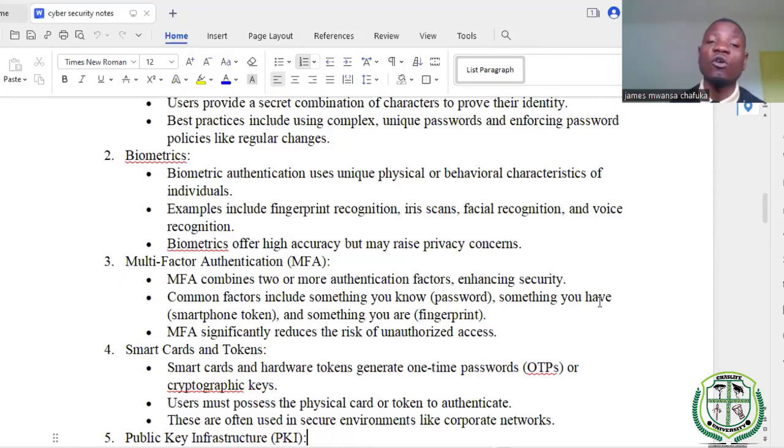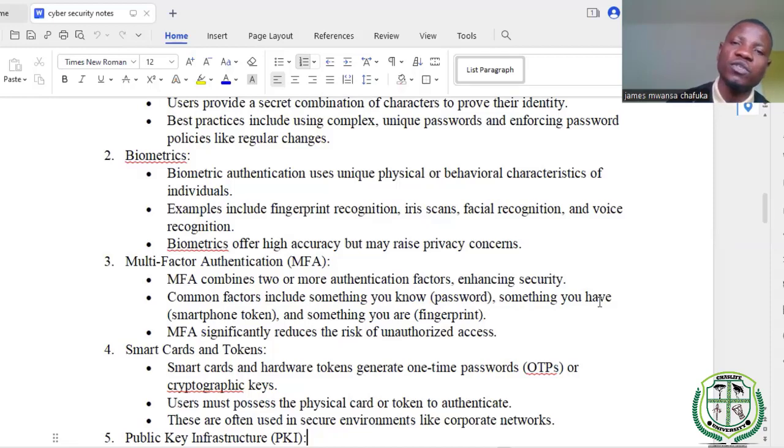So biometrics offer high accuracy, but may raise privacy concerns. Definitely when you talk of biometrics, it can be of high accuracy, but again, it may raise privacy concerns at some point. For sure, if no one apart from you can actually open your system, and something happens to your biometric authentication, it could be your fingerprint, your facial expression, your iris, or your voice, no one can actually open it. So those are some of the points that are really considered on the aspect of authentication.